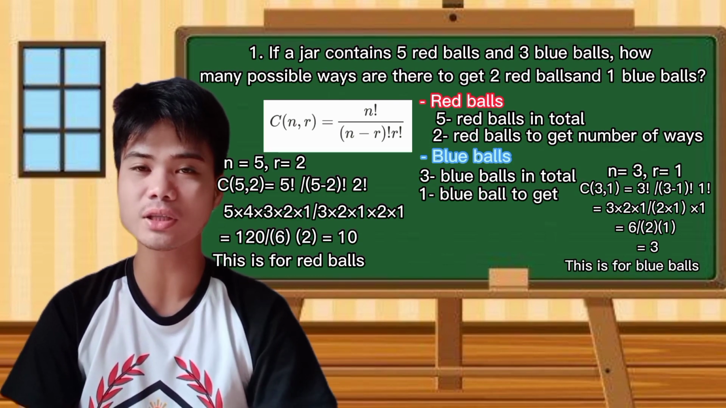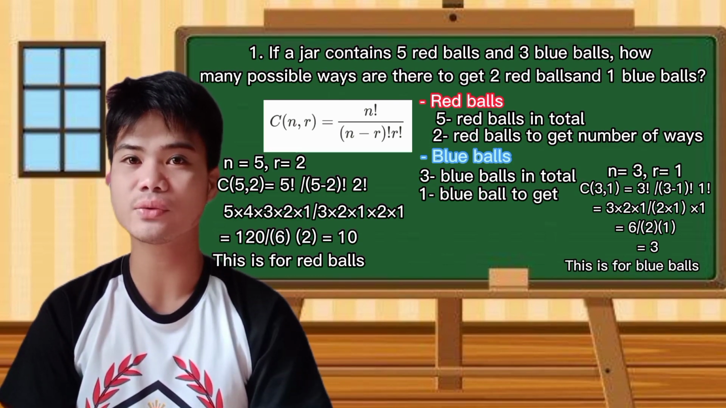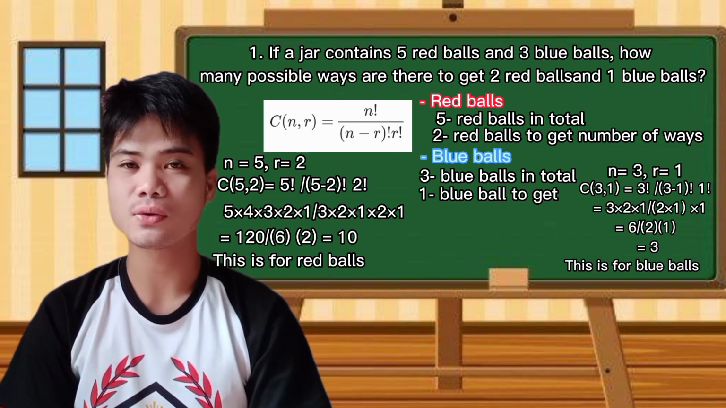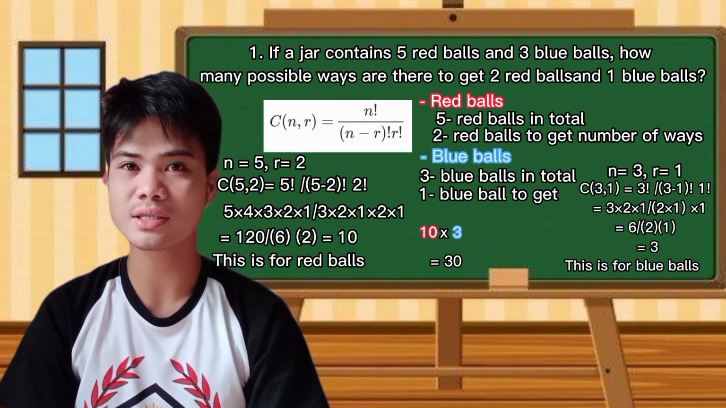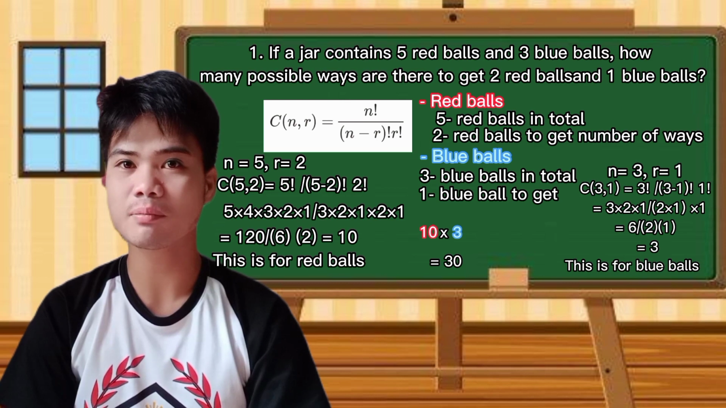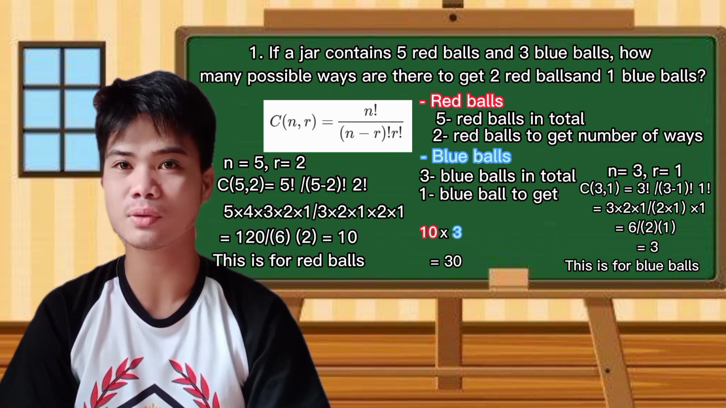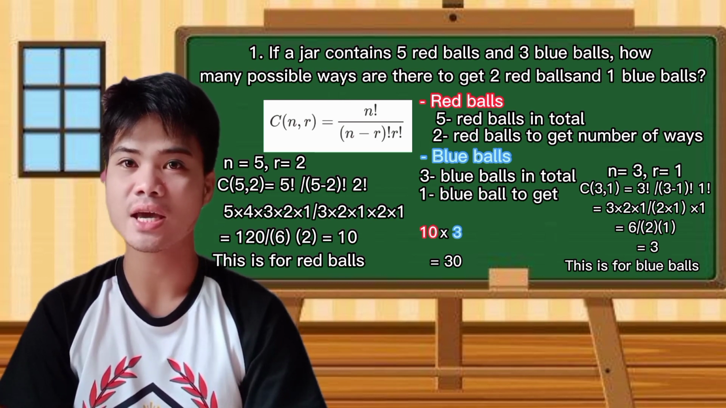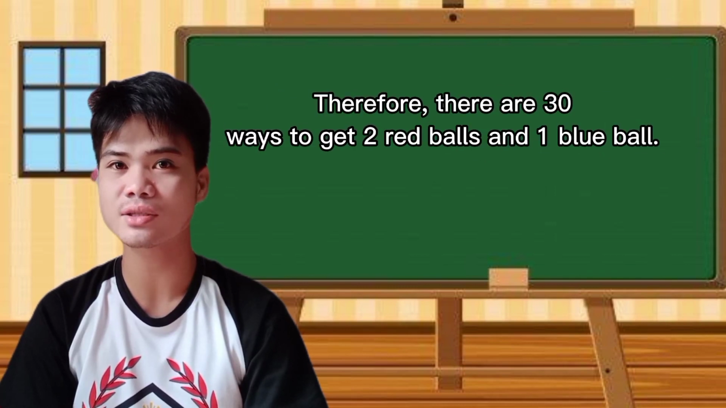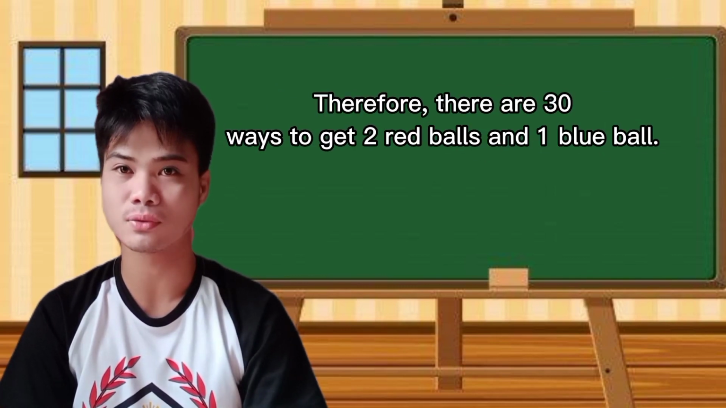And we have to multiply the red balls and blue balls. So 10, which is for red balls, times 3, which is for blue balls. So the result is 30. Therefore, there are 30 ways to get 2 red balls and 1 blue ball.